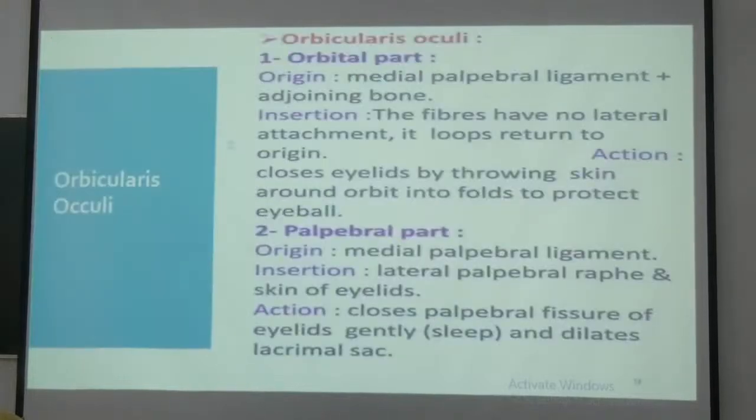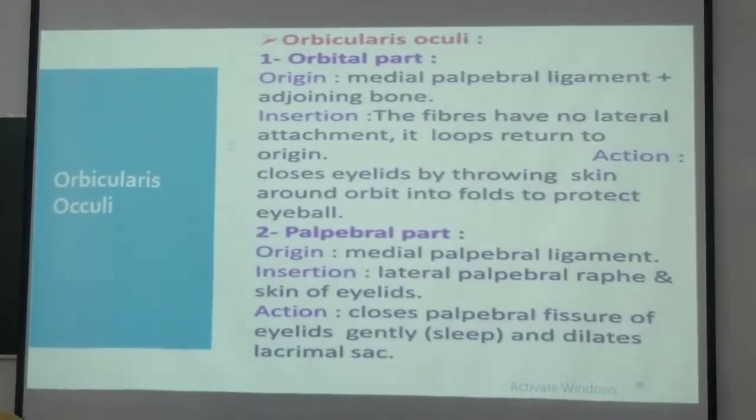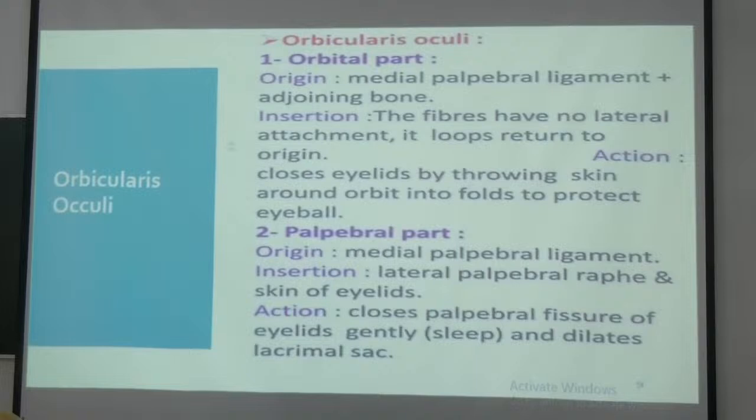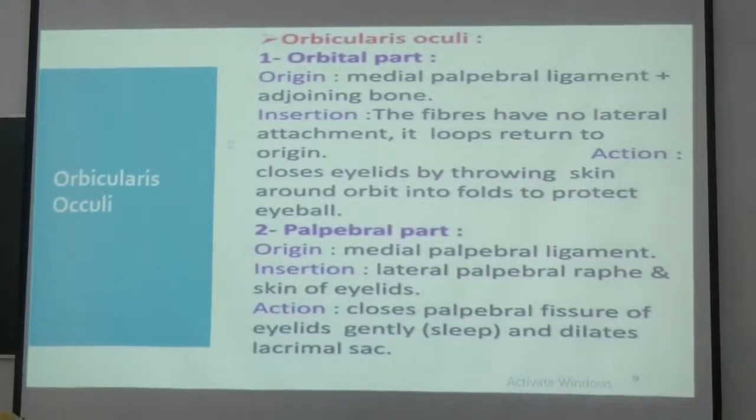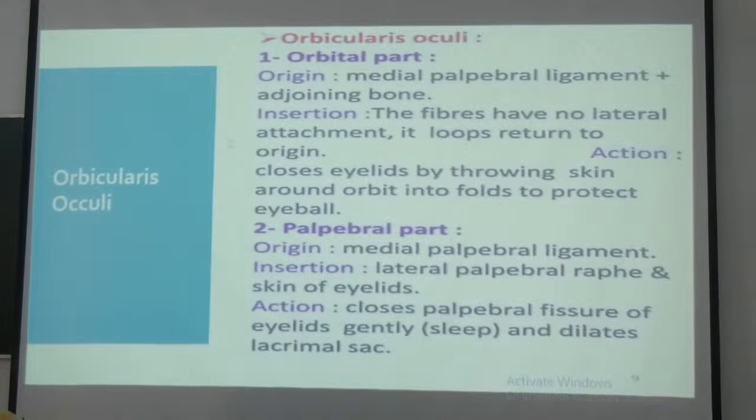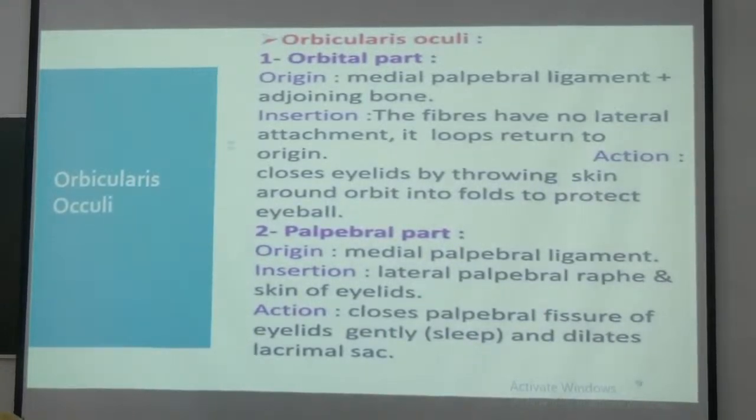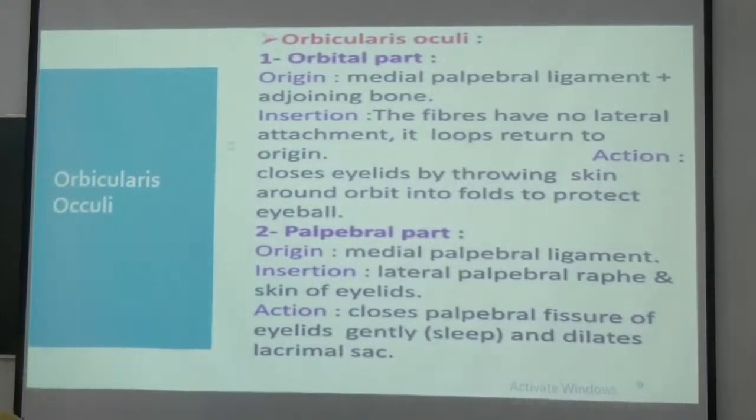Next, this is very important for a short note: orbicularis oculi. It has 2 parts, an orbital part and a palpebral part. The orbital part has its origin from the medial palpebral ligament. Where is the medial palpebral ligament? Medially. And where is the insertion?